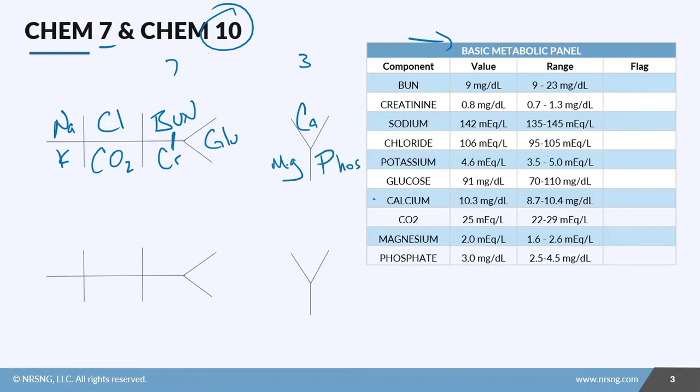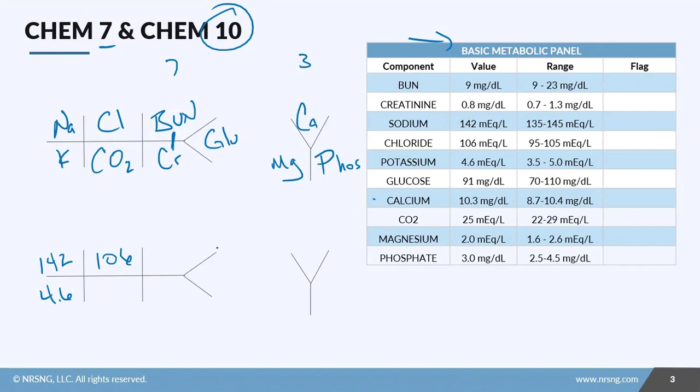So let's actually do this. So here's your labs back on your patient. So let's start at the top. Let's start actually over here. So the first thing we know is we need to look at our sodium and chloride. So sodium is 142. And then you've got your chloride, which goes next to it, is 106. And then we're going to follow that with potassium, which for this patient is 4.6.